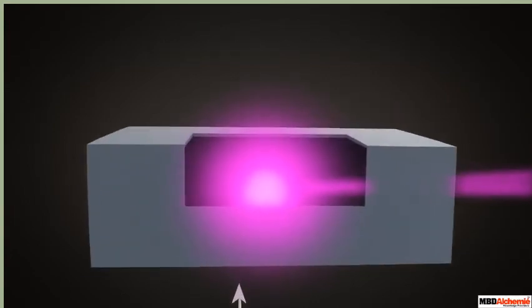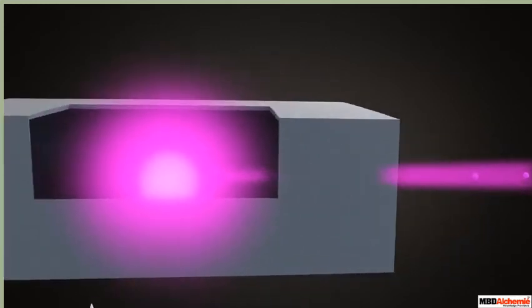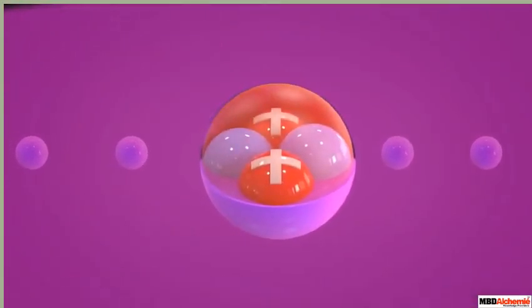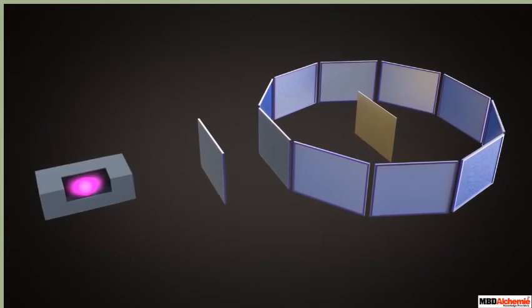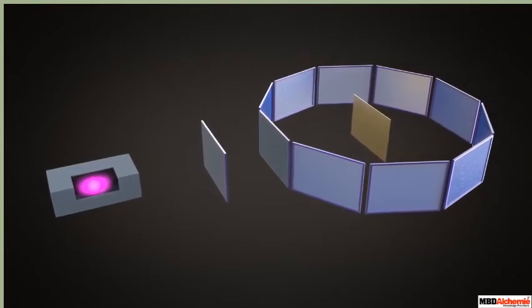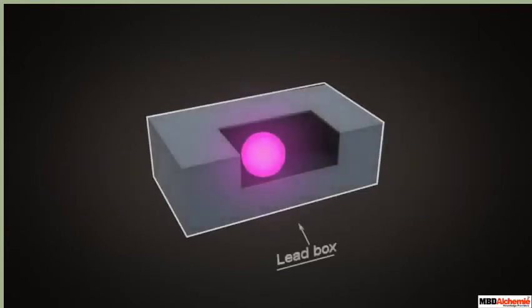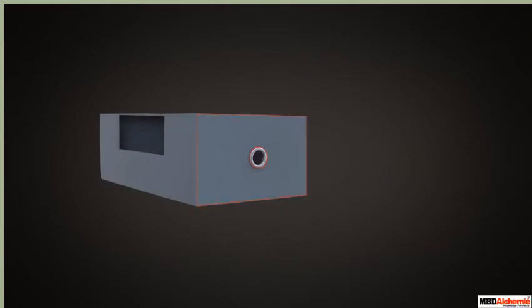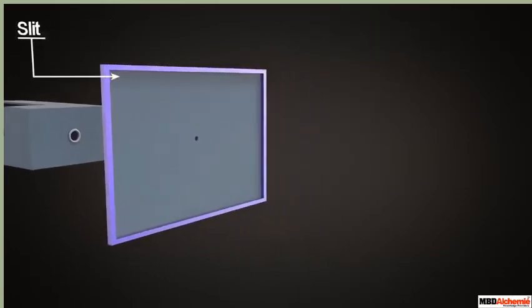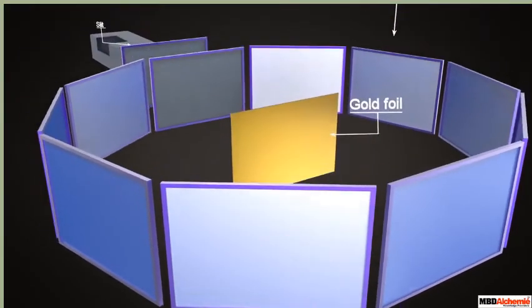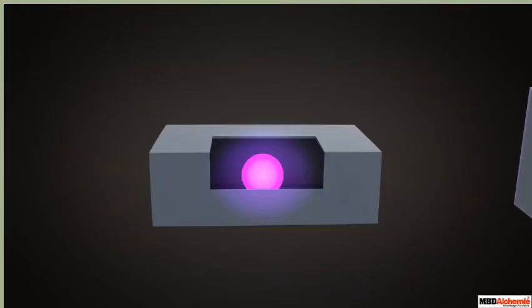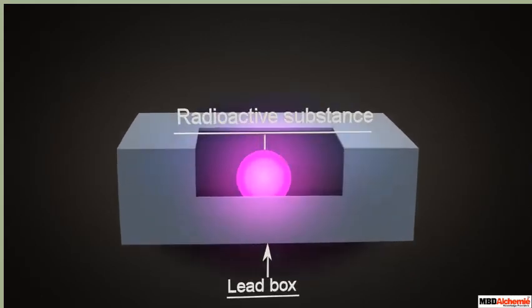Alpha particles are emitted by radioactive substances. These are helium ions with double positive charge. Now let us look into the details of the alpha particle scattering experiment. The setup of the experiment consisted of a thick lead box with a hole on one of its walls, a slit, a thin gold foil, and a rotating detector at the end. Inside the lead box, a radioactive substance rich in alpha particles was kept.